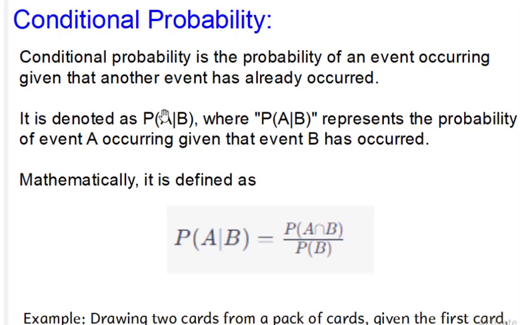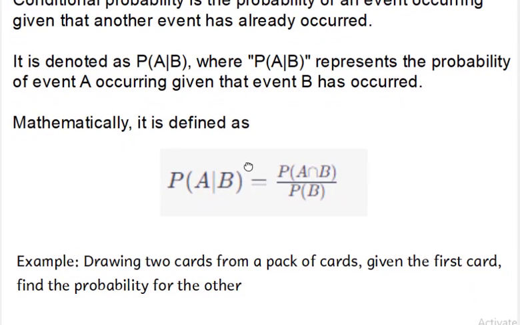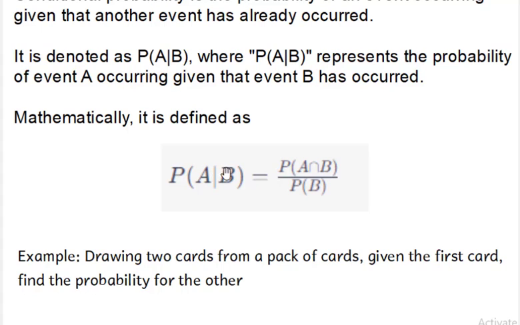We want to find the probability of event A given that B has already occurred, and this is how we mathematically represent it: P(A | B) is equal to, in the numerator, P(A intersection B), divided by P(B).